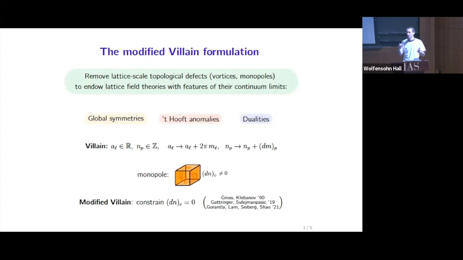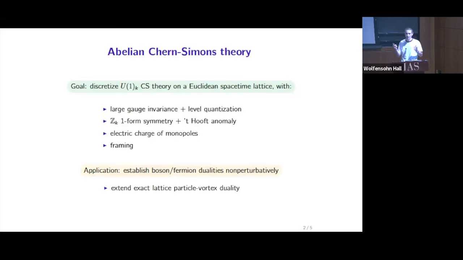Okay, so the goal was to apply this formalism to Chern-Simons theory, abelian Chern-Simons theory, trying to keep as much of the global structure as possible. So level quantization, the one-form symmetry and its anomaly, and so on. Okay, so that's interesting in its own right. A future application would be to use this discretization to provide exact non-perturbative dualities between bosonic and fermionic theories on the lattice in a way that extends particle-vortex duality.